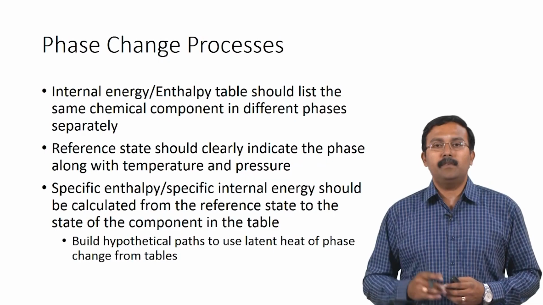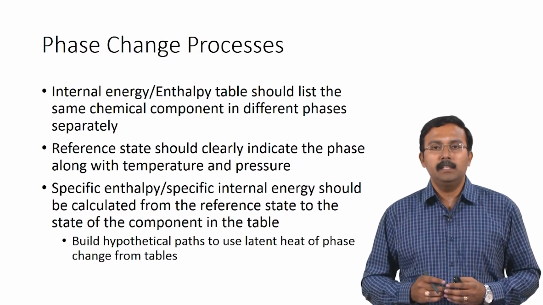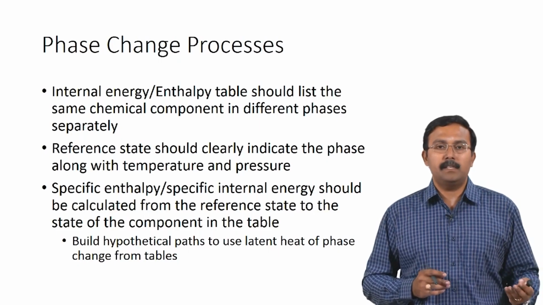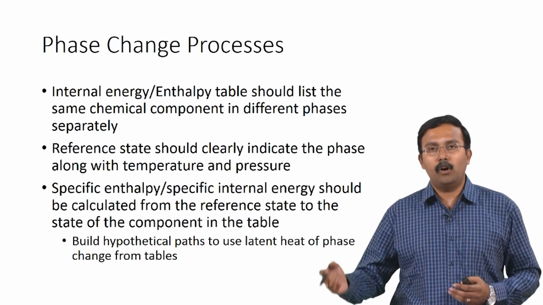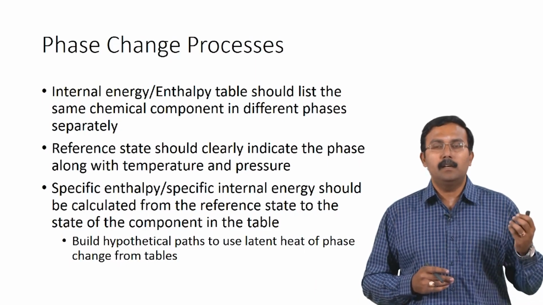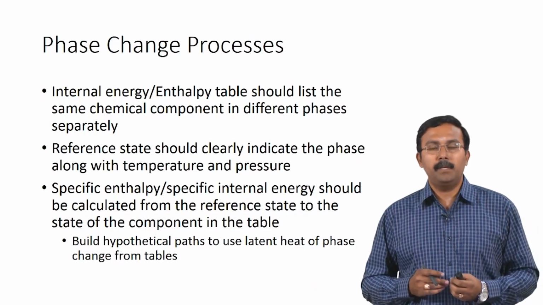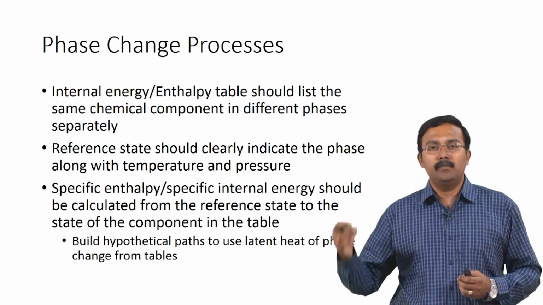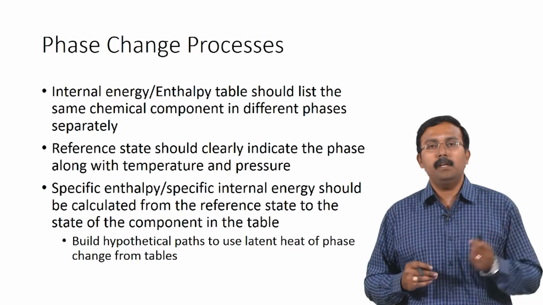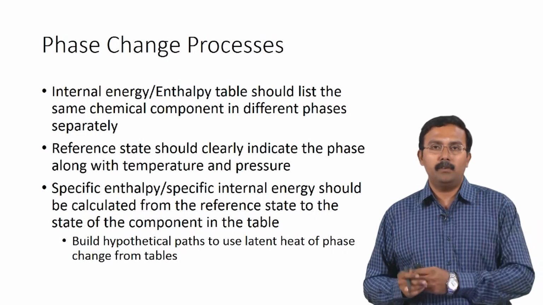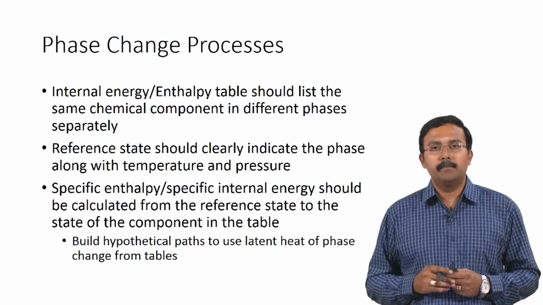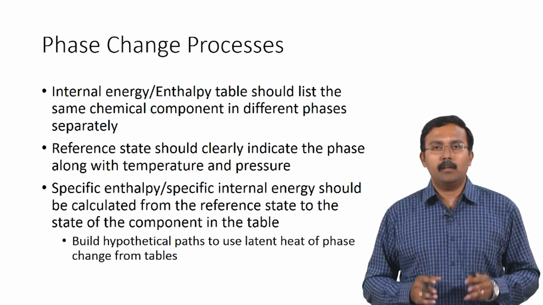When we calculate the specific enthalpy or specific internal energy, we should be considering the change from the reference state to the state of the component in the table. So if we have a reference state which is liquid at T temperature and P pressure going to vapor at T temperature and P pressure, then the process would be the vaporization from liquid to vapor at the temperature of T and pressure of P. So this kind of thing has to be accounted for.